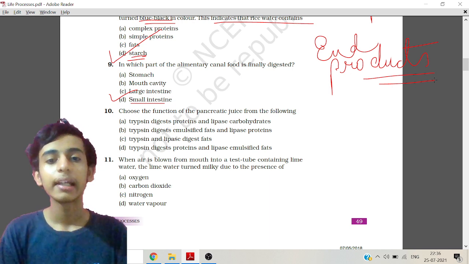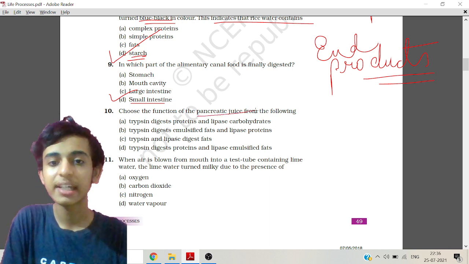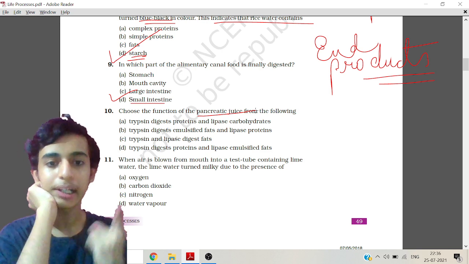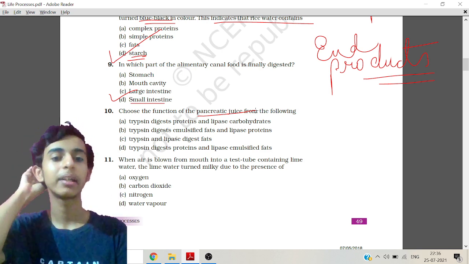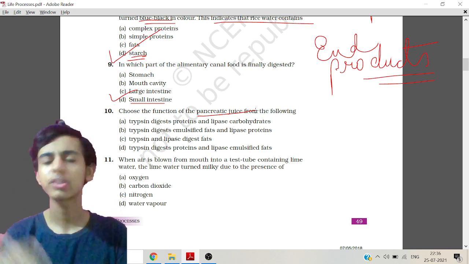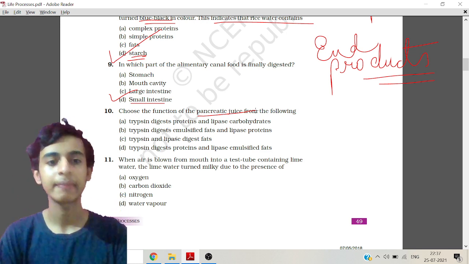Correct? 10th question. Choose the function of pancreatic juice from the following. Now they are saying pancreatic juice. Now which are the enzymes? Tell me. Trypsin and lipase. Okay, these are the two enzymes. Now here are the multiple options given to you. Just read them once properly.